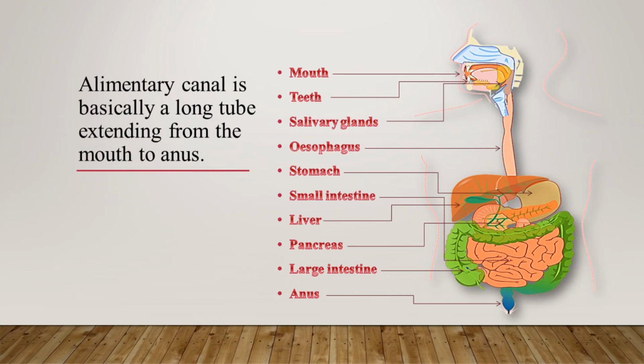Alimentary canal is basically a long tube extending from the mouth to the anus. This tube has different parts as shown. Each part exhibits a specific function.